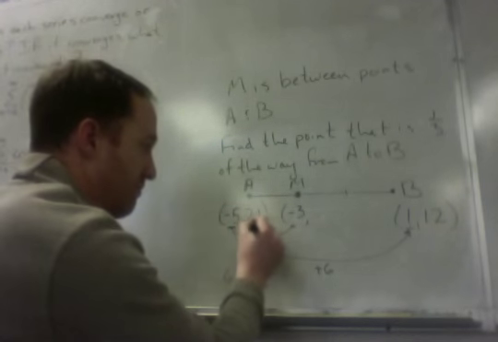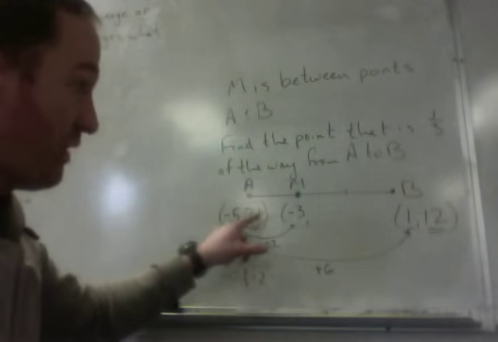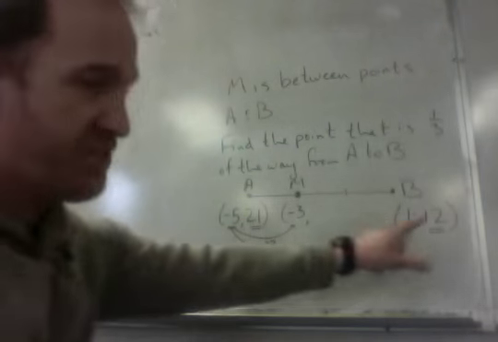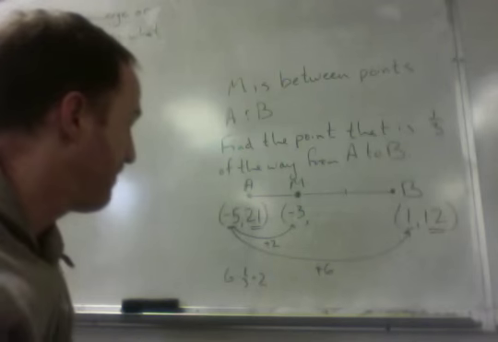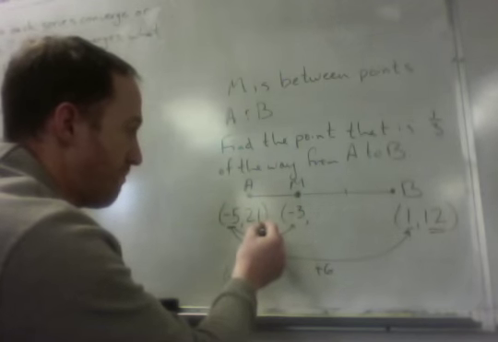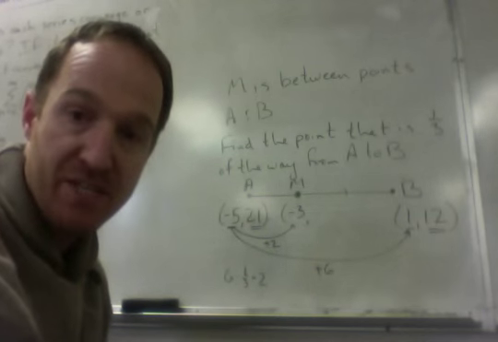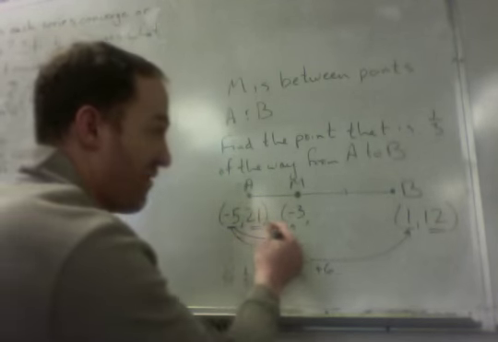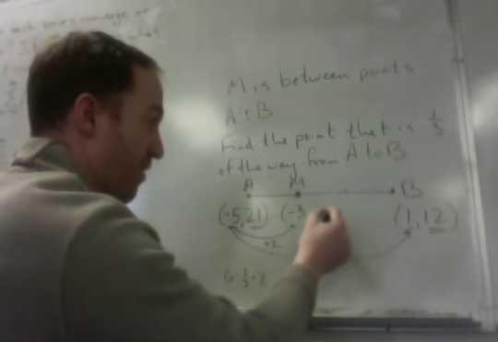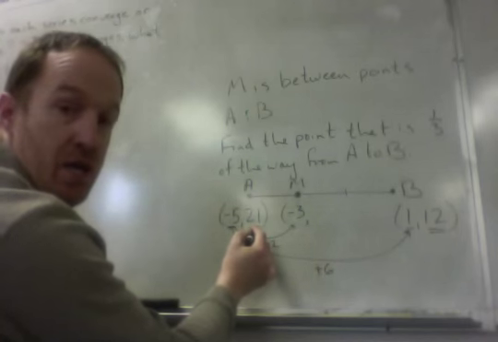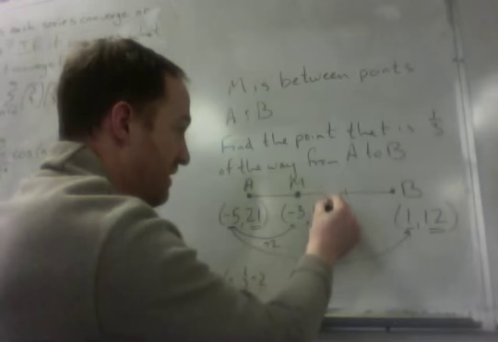You look at the y's, 21 and 12. To get from 21 to 12, you've got to go down 9. But we only want to go 1/3 as far. 1/3 of 9 is 3. So we're not going to go down 9, because that would take you all the way to the other end. We're only going to go down 1/3 as far, 3. So 21, if you go down 3 from there, you get 18.